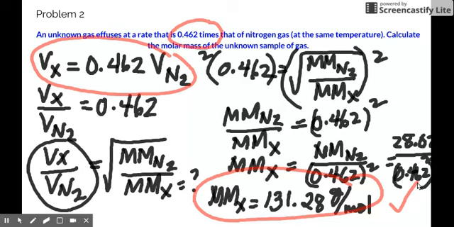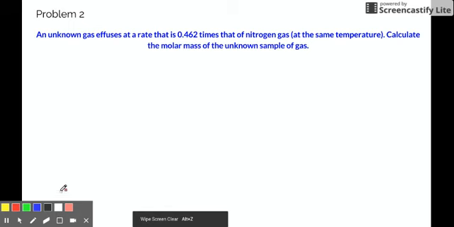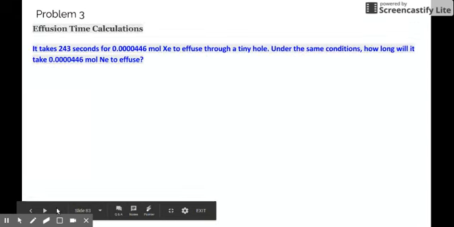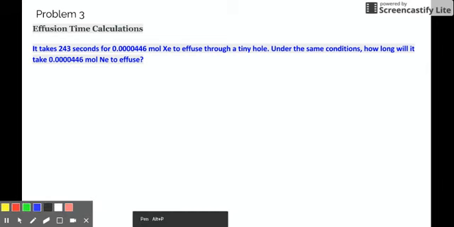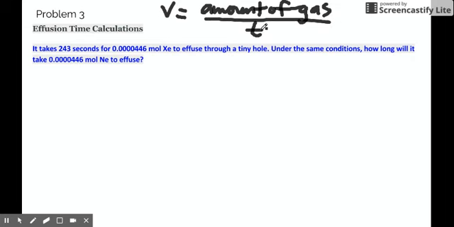Now we will be looking at problem number 3. Problem number 3 is still about Graham's law of effusion, and this will be the last. This is kind of challenging. This is about effusion time. Before I begin with this, let us recall that when we talk about rate, or V, the rate of effusion is always equal to, again, the amount of gas transferred per unit time.